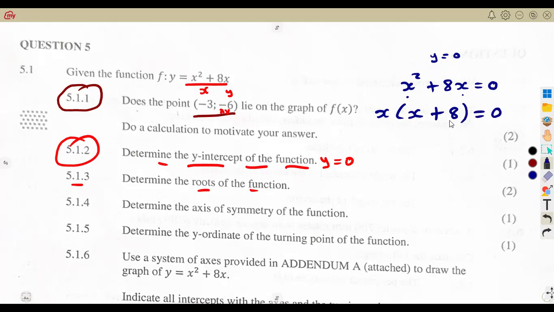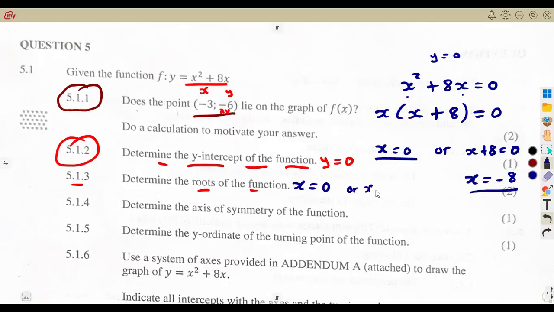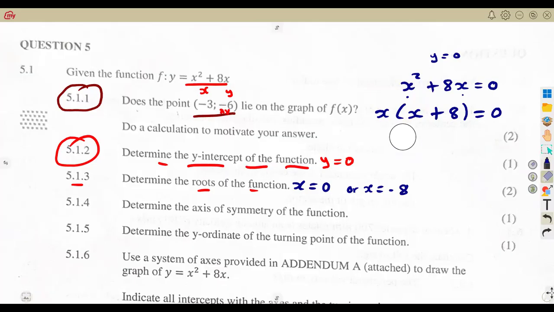So one of these brackets or terms is supposed to be equal to 0. X is equal to 0, or x plus 8 is equal to 0. That means x here is going to give us -8. So these are the values of x which represent the roots: x is equal to 0, or x is equal to -8. All right, just like that.